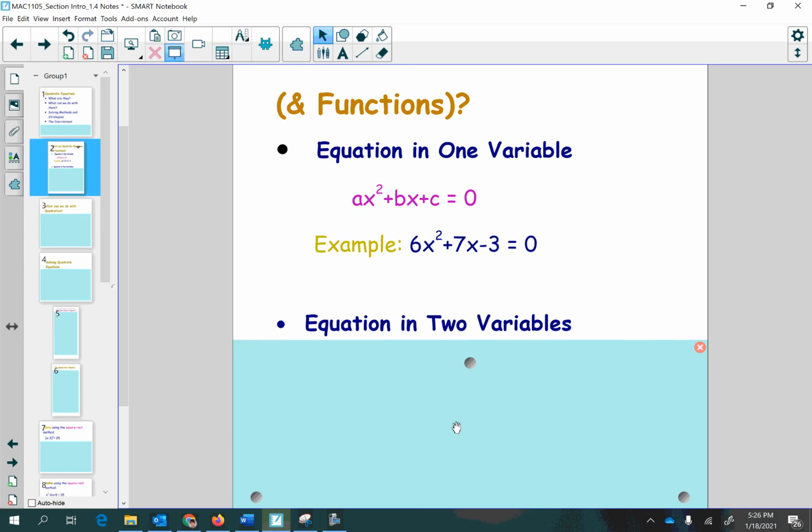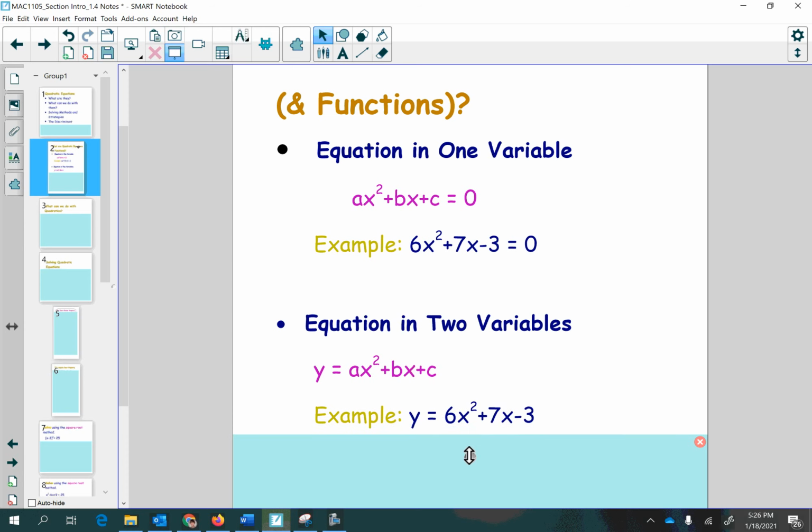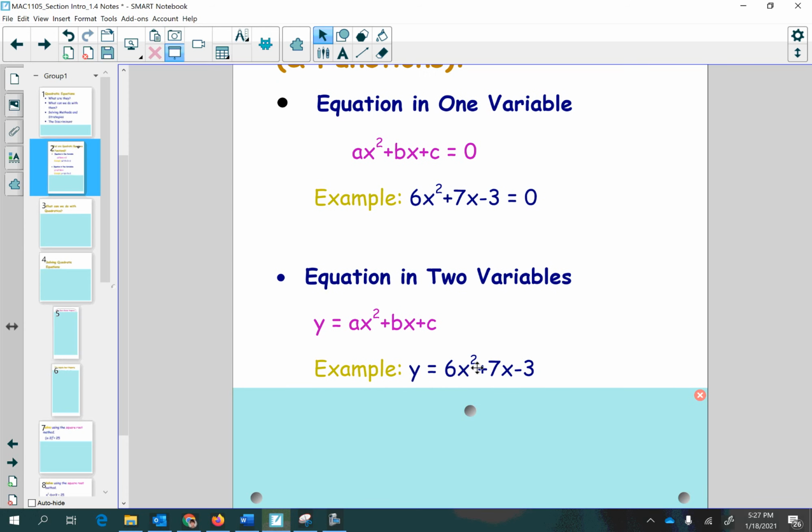Then a quadratic equation in two variables would look like this. Now, how is this different from what's up here? Well, instead of a 0, you have y, which is a second variable. And when you have a second variable, then you can graph the equation on an xy plane. So for example, if you had y equals 6x squared plus 7x minus 3, the only difference from up here again is that y is in place of the 0. So that means instead of just saying that the output has to be 0 and solving for x in that one case, you're letting y be allowed to be many different things.